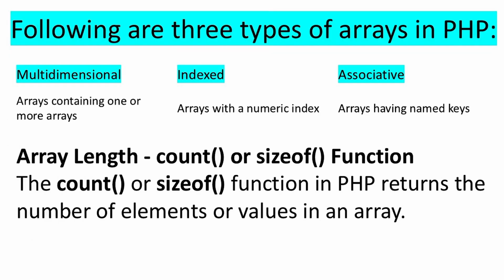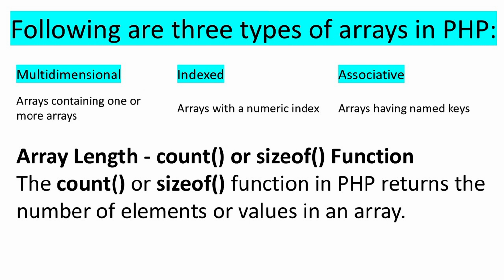In PHP, by describing the different types of arrays and how to find their length. In PHP, there are 3 main types of arrays: indexed, associative, and multidimensional. An indexed array is the simplest type, where each element is stored with a numeric index that starts from 0. For example, an array of fruits like orange, apple, and mango uses index numbers 0, 1, and 2 to store and access each value.